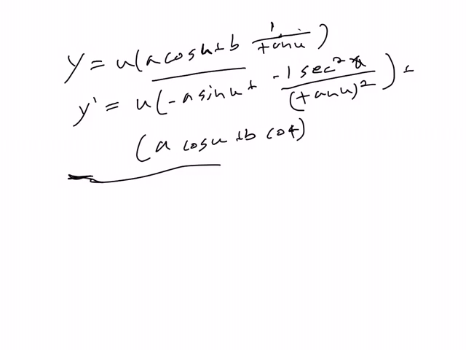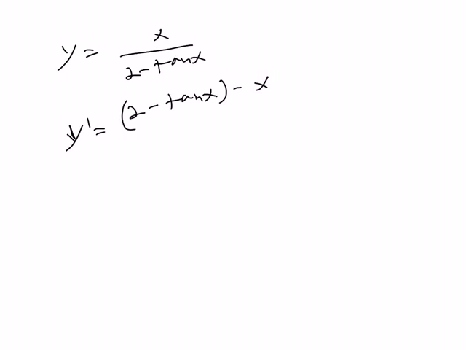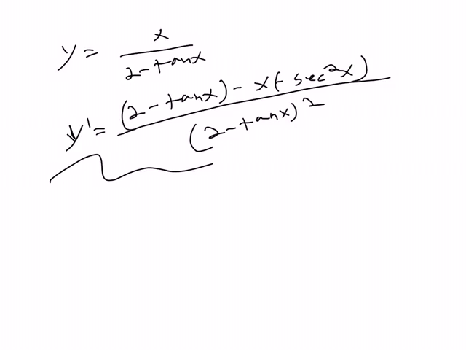The next problem: y is equal to x over 2 minus tan x. So y prime is equal to 2 minus tan x times 1, minus x times the derivative of the denominator, which is negative secant squared x, all over 2 minus tan x squared.